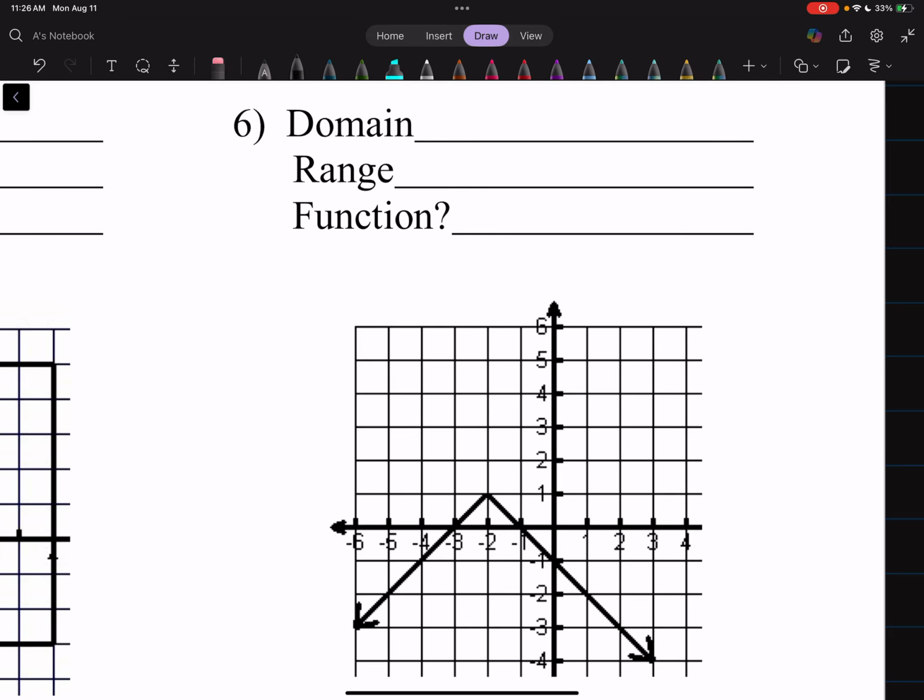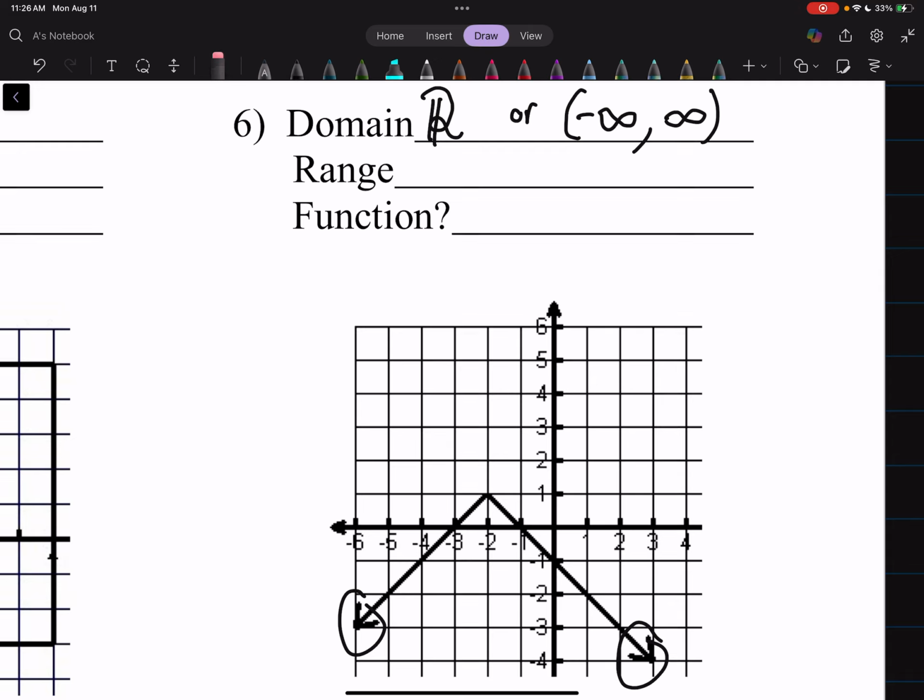My domain. If I start on the left and go to the right, I have an arrow on the left, I have an arrow on the right, and there's no breaks in between. Therefore, my domain is all real numbers. Or you can write it as -infinity to +infinity.